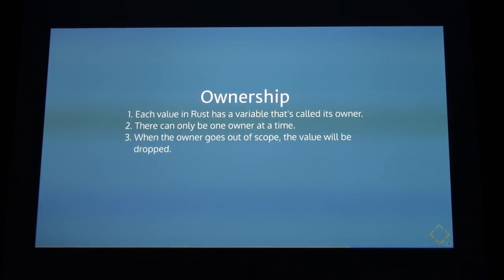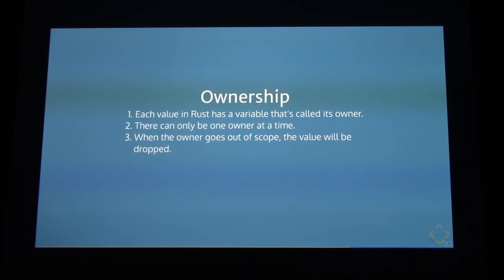Every variable you create owns its data, and then when that variable goes out of scope, the data that it owns is dropped. Since there's only one owner at a time, there's no complicated decisions that need to be made when we're determining if we can drop a variable. As soon as the owning variable goes out of scope, we drop its value. So this is how Rust manages your memory for you without needing a garbage collector at runtime.